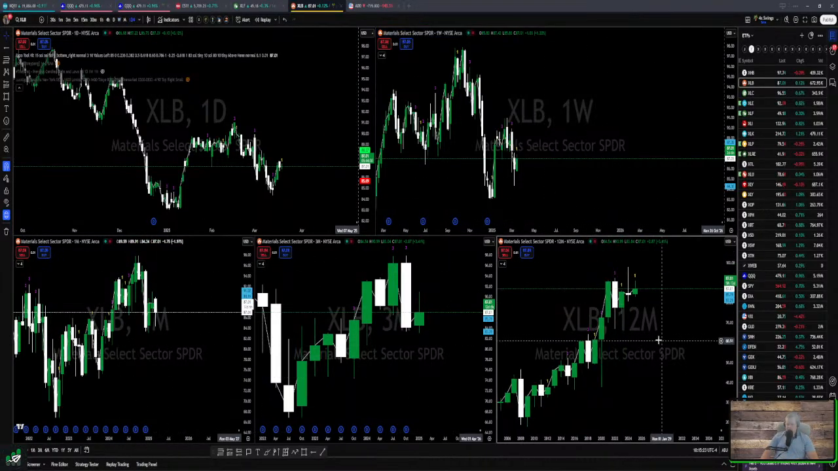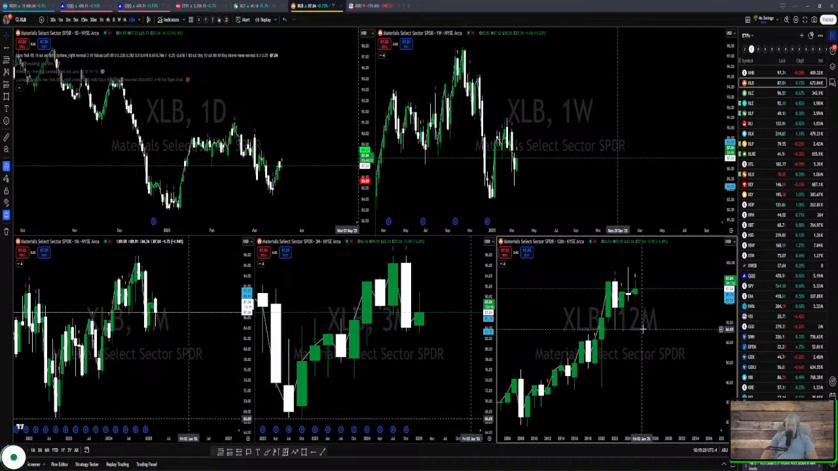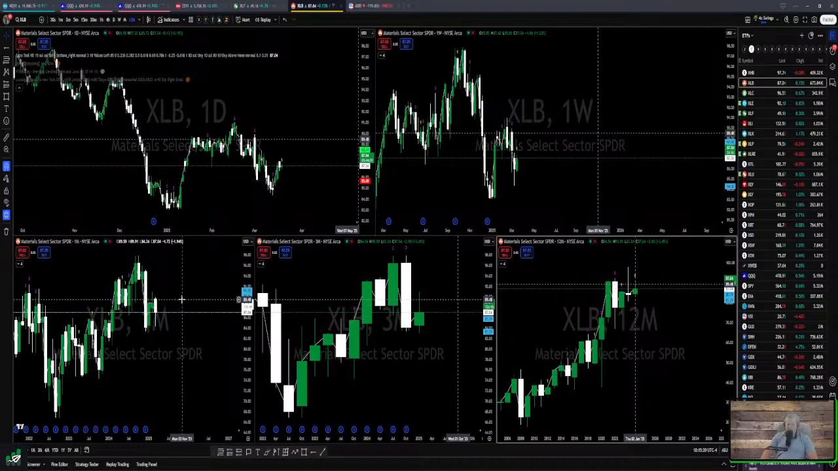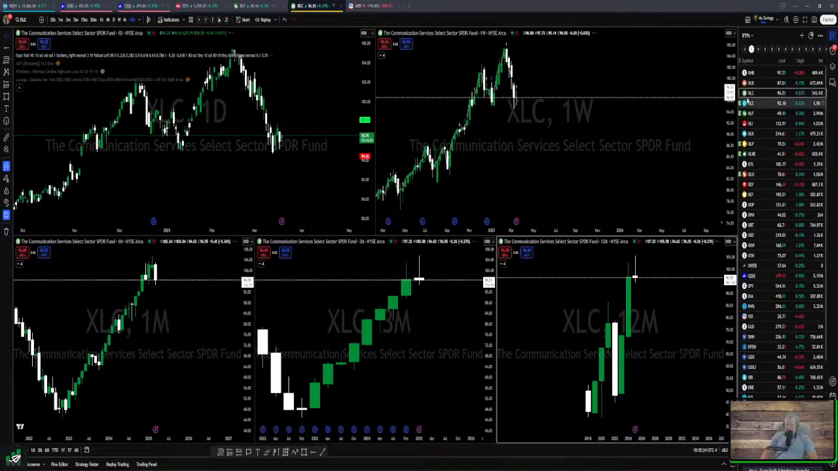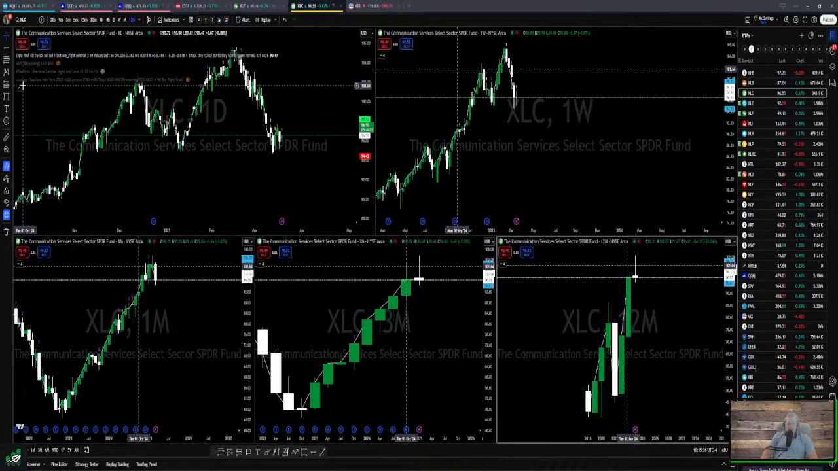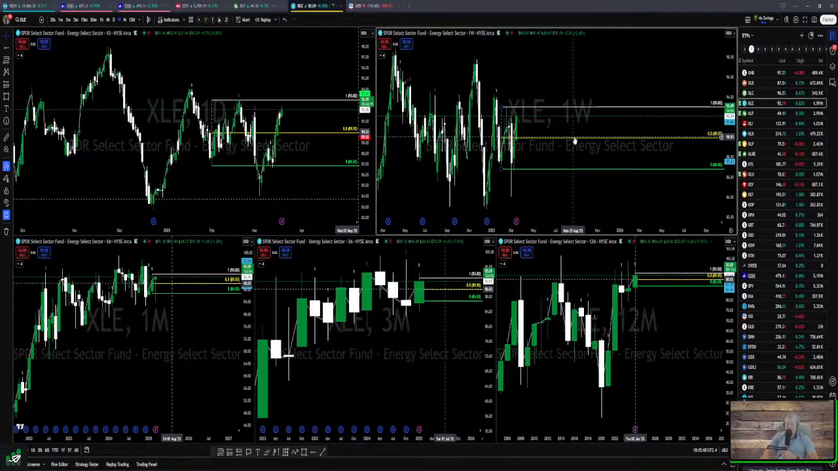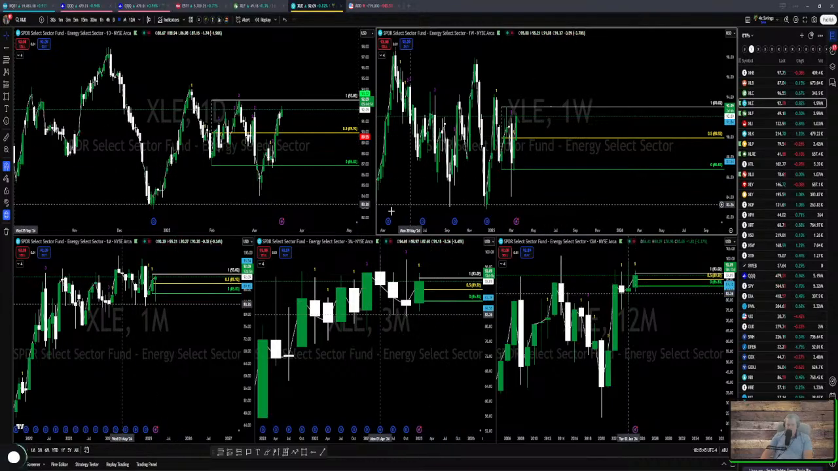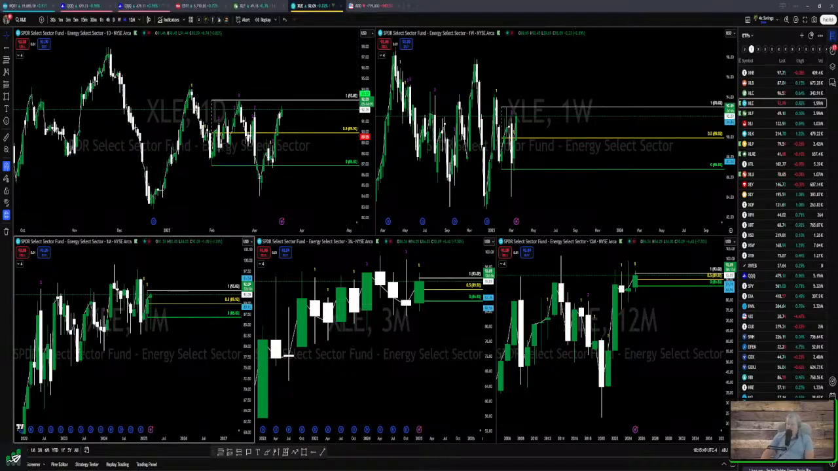Okay, so we are inside green. Materials, green, red on the month. So if this does go 212 up, I'm interested. Communications, not really close to triggering. XLE, we've already talked about. XLE is looking for an outside month, as I said on Sunday, I believe, when I did my market prep.